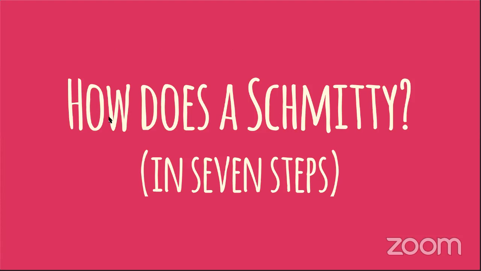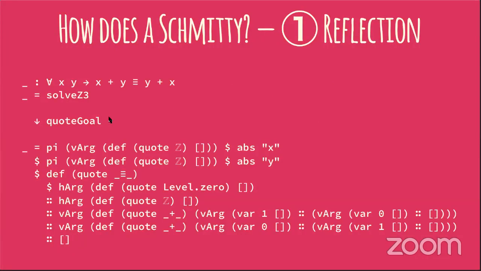Okay, so how does Schmitty work? There's a whole bunch of steps. First, reflection. We get the goal of the place where we're calling solve Z3, and that results in an Agda reflected term, which you should not read. It's a horrifyingly huge representation of that nice small term at the type level. So this for all gets translated to this Agda term with all the pies and everything in there. Okay, so far so easy.